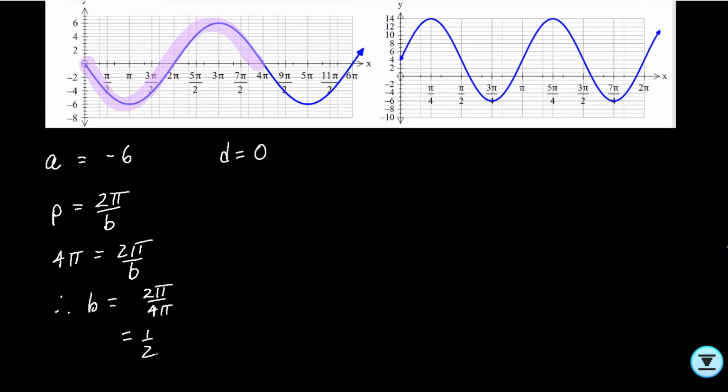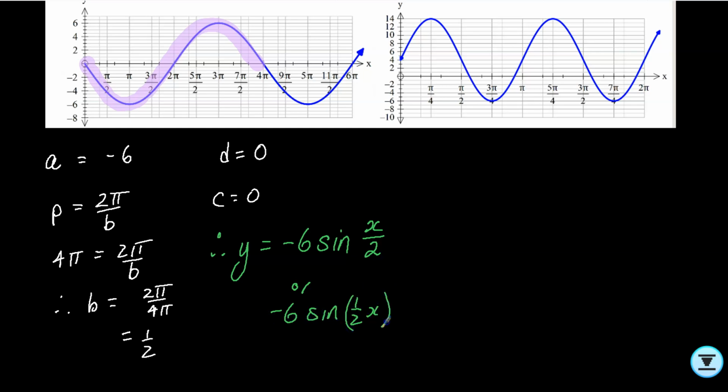Has the graph moved left or right? I don't think it's moved left or right because you got the 2 pi there, yeah? It's going straight through. So C would be 0. So therefore, my equation is going to be y equals minus 6 sine x on 2. Or minus 6 sine a half x.